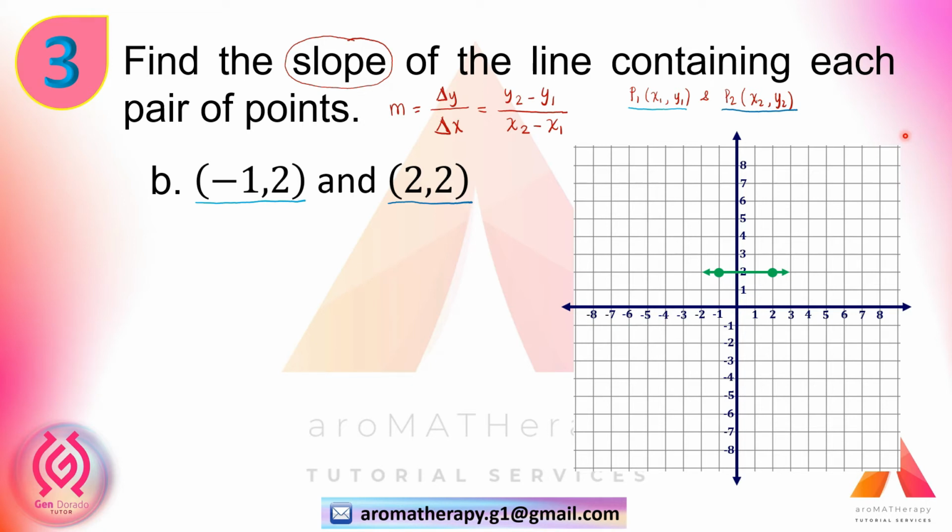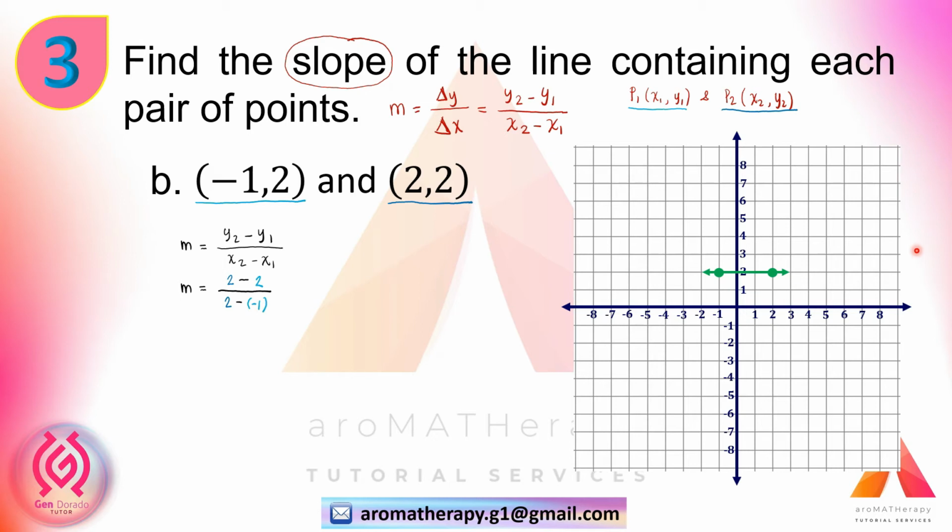Okay. So what is the formula for the slope again? M is equal to y sub 2 minus y sub 1 over x sub 2 minus x sub 1. And then you substitute all the values here. So you have m is equal to, what is y sub 2? 2 minus 2 over 2 minus negative 1.